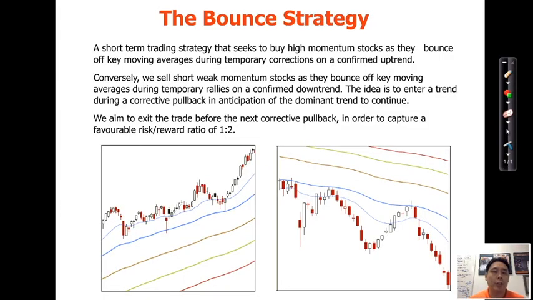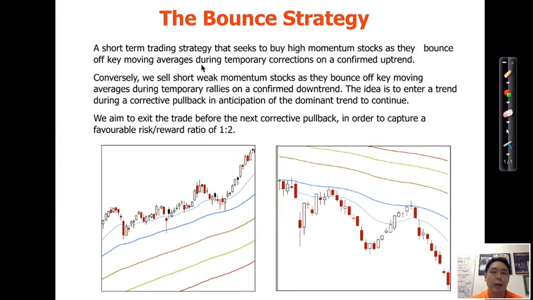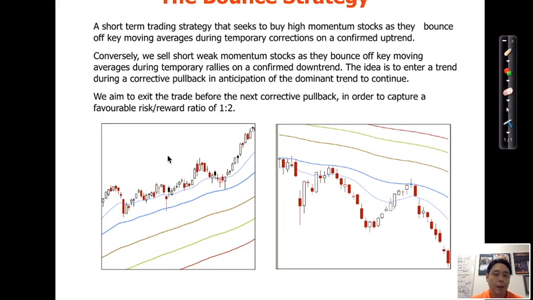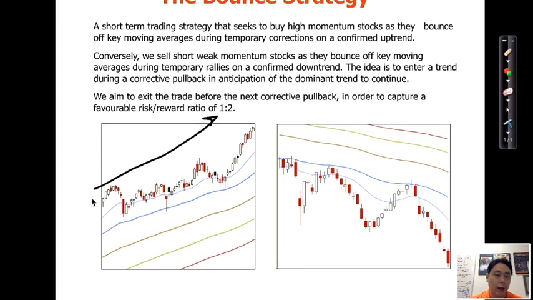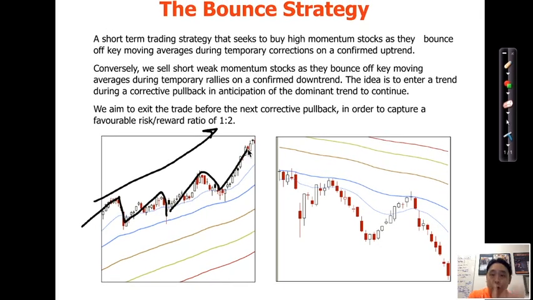This is a short-term swing trading strategy that seeks to buy high momentum stocks as they bounce off key moving averages during temporary corrections on a confirmed uptrend. Do recall that when a price is on an uptrend, it doesn't move up in a straight line. They go through what we call wave patterns, where they go up, we call it the impulsive wave, they retrace or pull back before going higher. They pull back, they go higher. They pull back, they go higher. So every time it pulls back, it's known as a retracement.